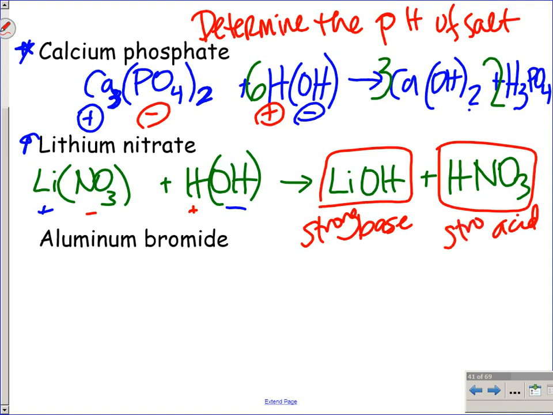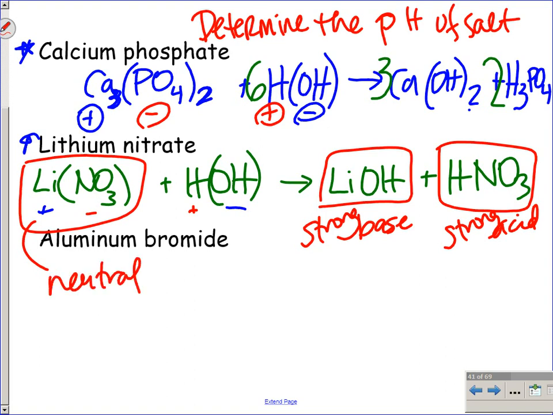You know your 6 strong acids. So, because both of these are strong, strong bases and strong acids, this salt, when I test the pH of it, it's not going to be either one. It's not going to be basic or acidic. It's going to be neutral because neither of the traits wins out over the other.